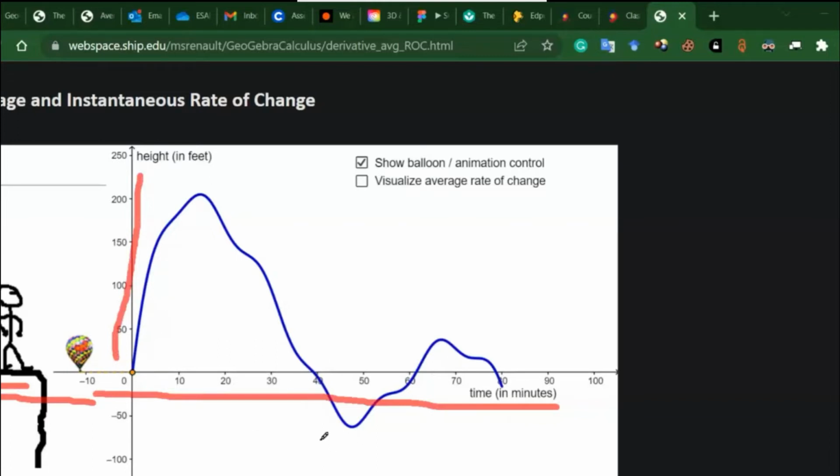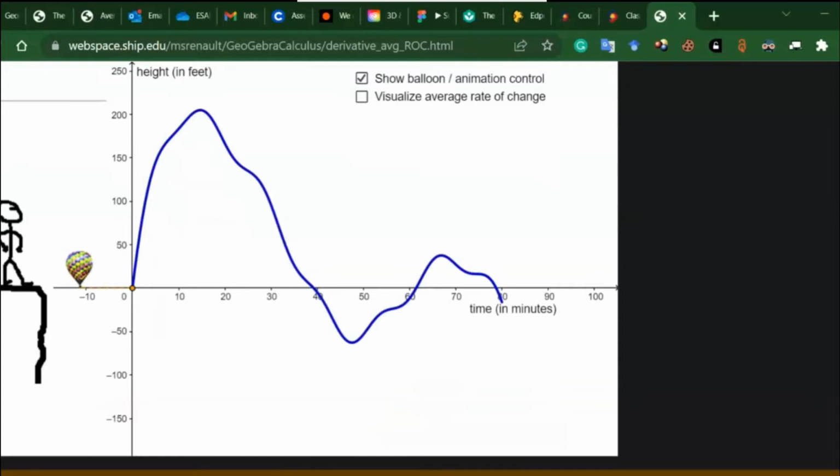So how do we calculate the change in the height with respect to the time? This is the main objective. Let me show you. If you click the play button, you see that with the passage of time there is a change in the height of the balloon.